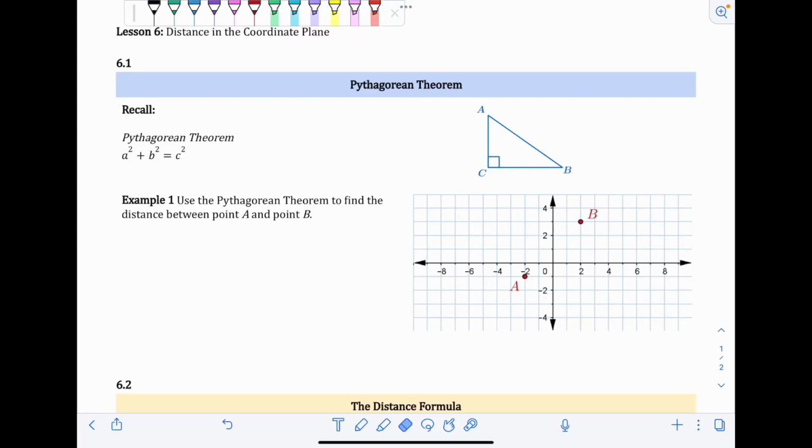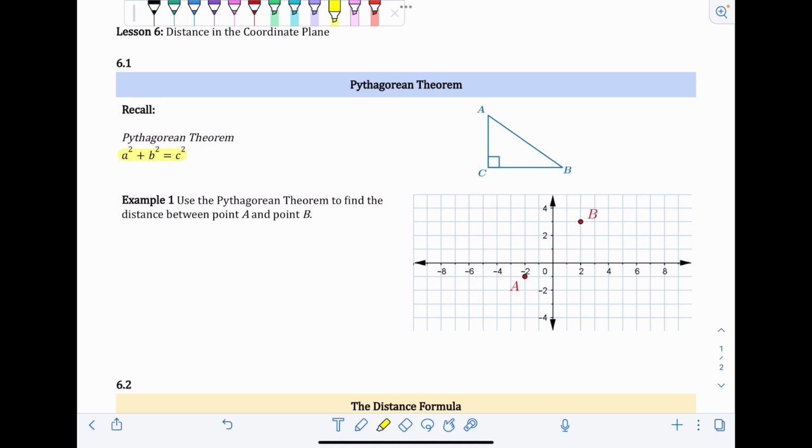Lesson 6 is distance in the coordinate plane, and in 6.1 we're going to find the distance between 2 points on a coordinate plane using the Pythagorean theorem. So the Pythagorean theorem was that formula a squared plus b squared equals c squared that we got to use to find a missing side for a right triangle.